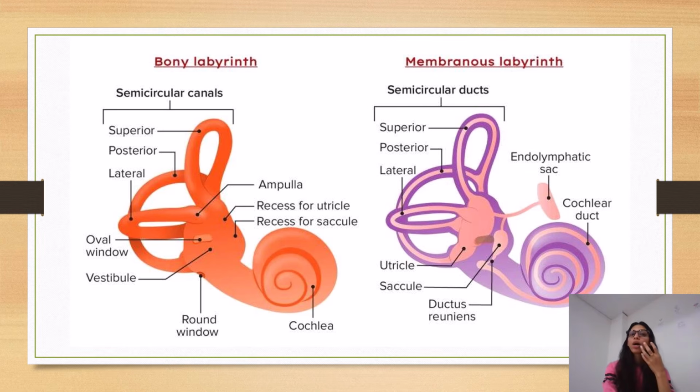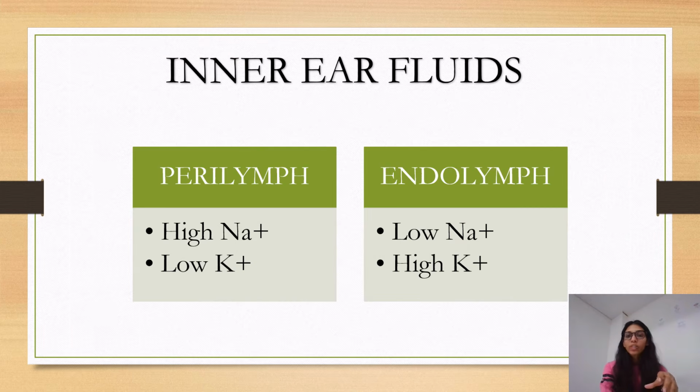I'll be talking about the cochlea, or the hearing organs, as well as the balance organs in a separate lesson. So our inner ear has fluids within it, which helps in the conduction of the energy. So we have two different fluids. One is perilymph and the other one is endolymph.